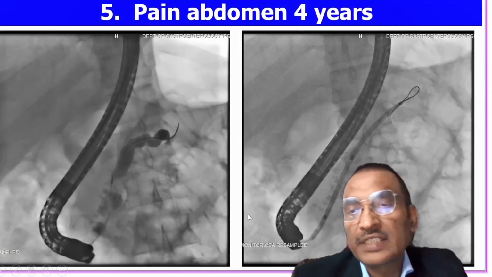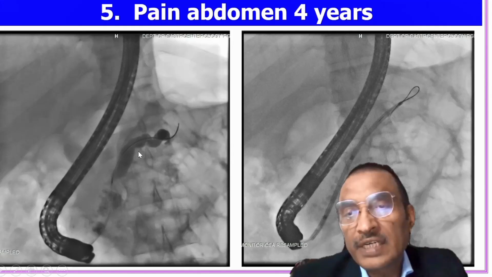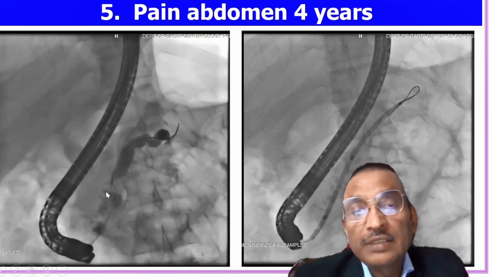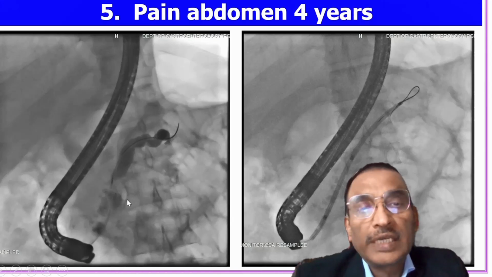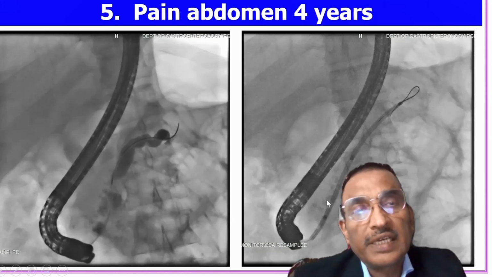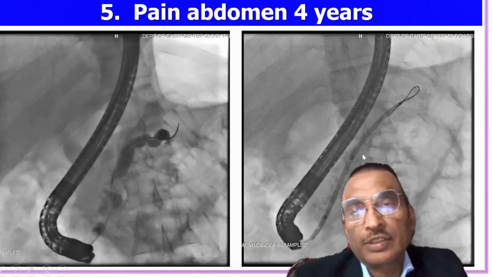So with further injection, the duct got opacified, upper stream ducts are dilated, but again there are irregular filling defects. So these are basically calculi lying in the head region. So again we have dilated that, and across that we have placed a stent.